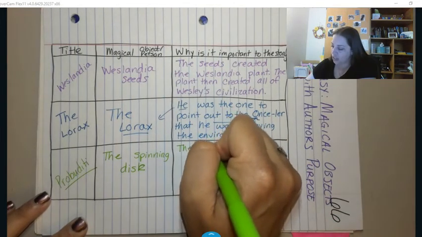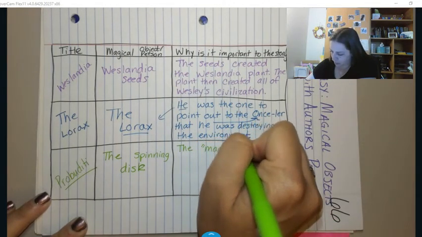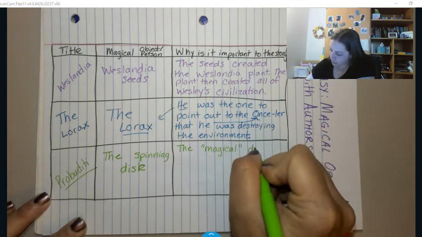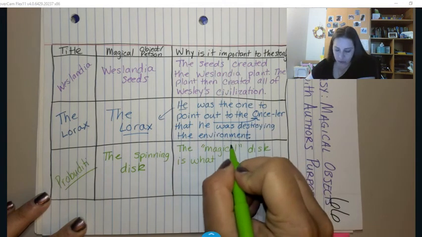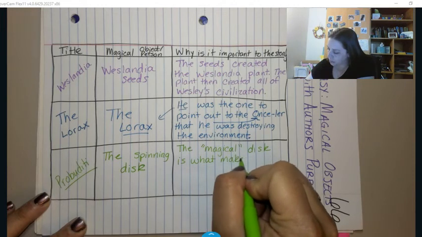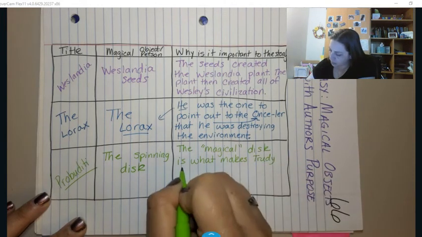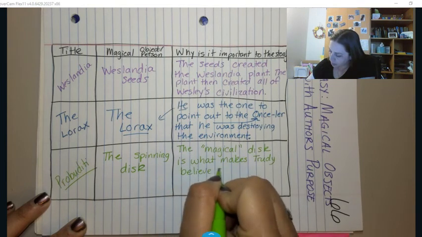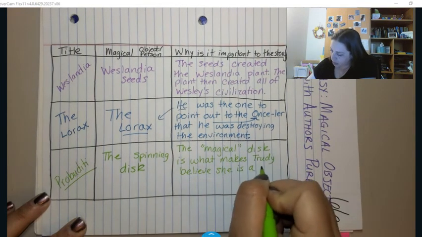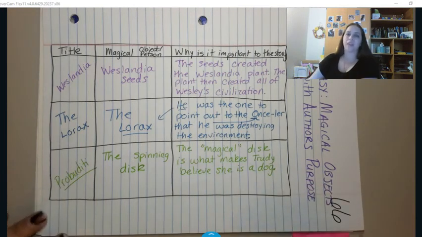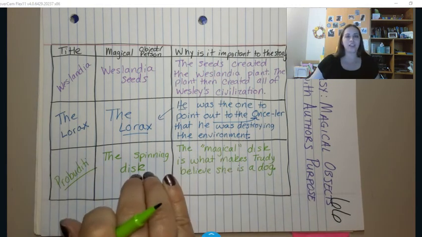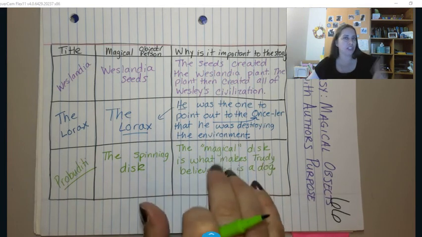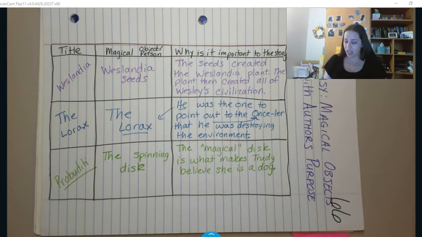So the magical disc is what makes Trudy believe she is a dog. Even though we know it's ended up not being true, because the boys believed it, that's why it's making this a fantasy story. That spinning disc, that magical disc, made her think that she was a dog. So they thought it was real.